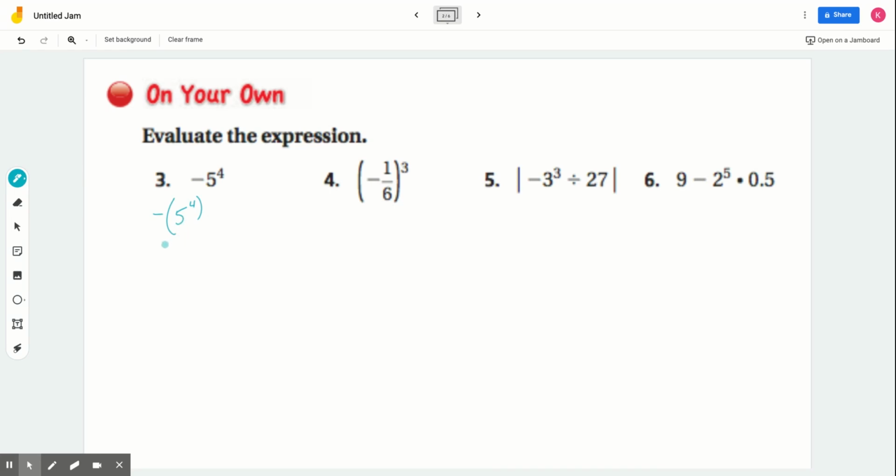Well, we know that 5 to the 4th is 5 times 5 times 5 times 5, which is 625. Now keep in mind, we need a negative of that. So our answer would be -625. On number 4 here, we have -1/6 to the 3rd power. So -1/6 times -1/6 times -1/6. We use that negative in that repeated factor each time because the negative is inside of the parentheses.